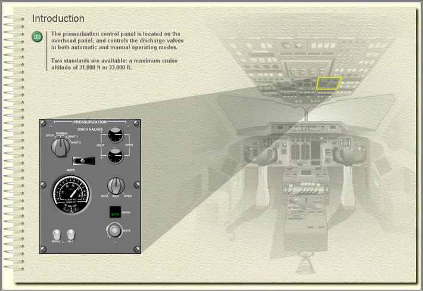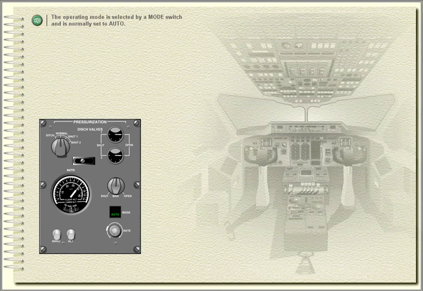Introduction. The pressurization control panel is located on the overhead panel and controls the discharge valves in both automatic and manual operating modes. Two standards are available: a maximum cruise altitude of 31,000 feet or 33,000 feet. The operating mode is selected by a mode switch and is normally set to auto.